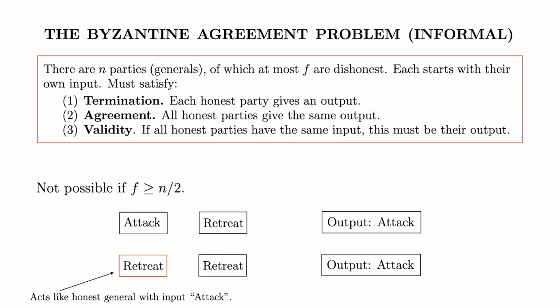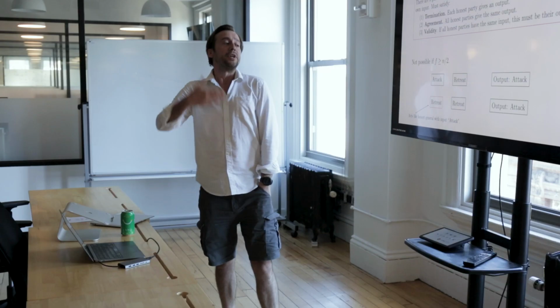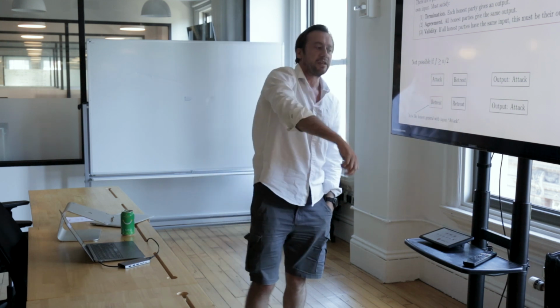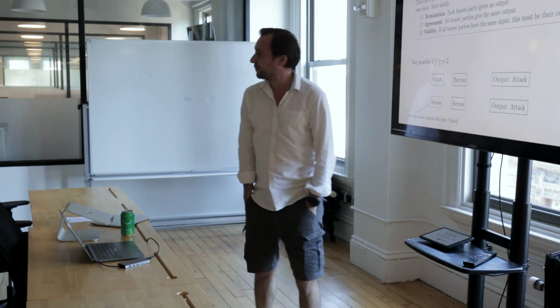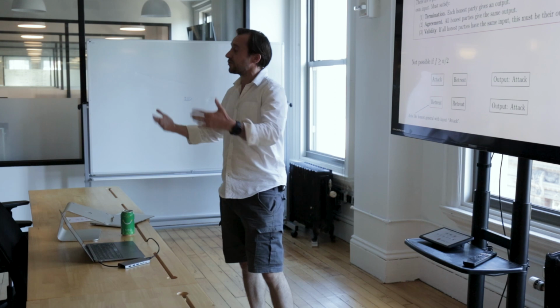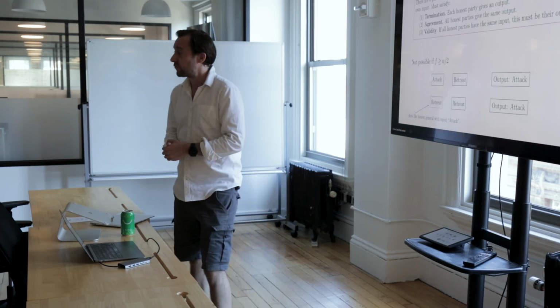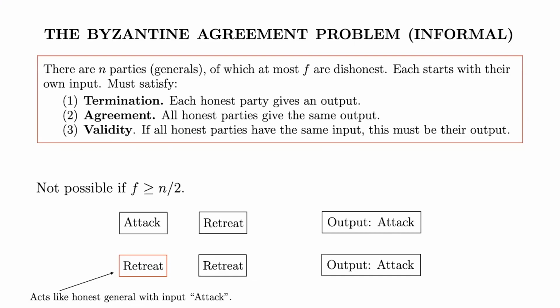So then you already know what happens in that scenario, right? Everyone's acting honestly after that point, so the output is attack. So that's the output in this scenario as well. But now we've got a conflict with validity, right? Because all of the honest generals, in fact, had the input retreat here, but they decided to attack.